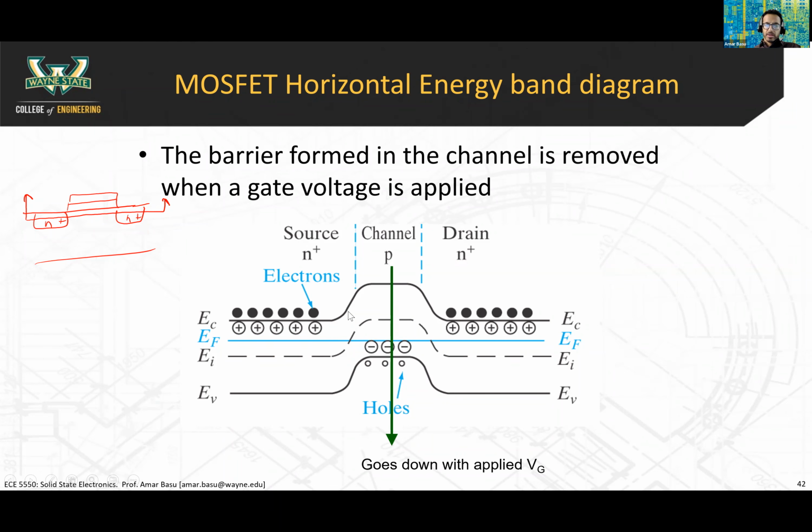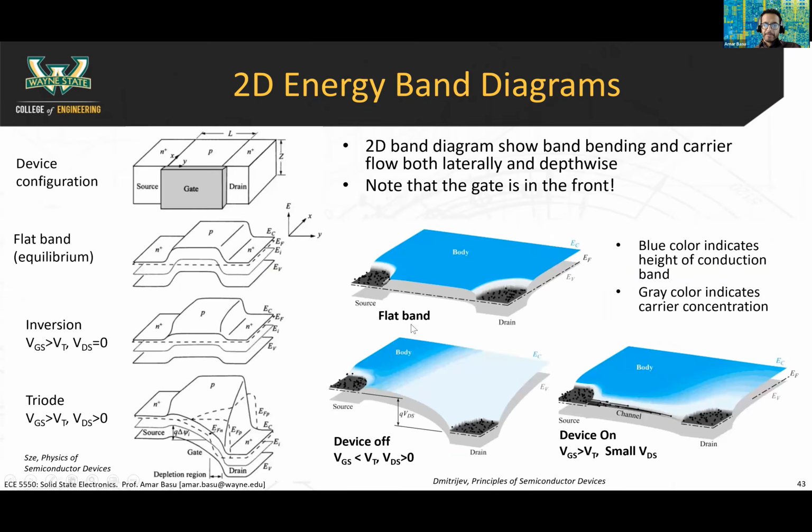Okay? And that's when electrons can flow freely between the source and the drain. You can also look at this in terms of two-dimensional energy band diagrams, and I'd like to point out that in the two-dimensional energy band diagrams, you have the source, the gate, and the drain in the front of the diagram. As you go to the back of the diagram, you're going deeper and deeper into the substrate.